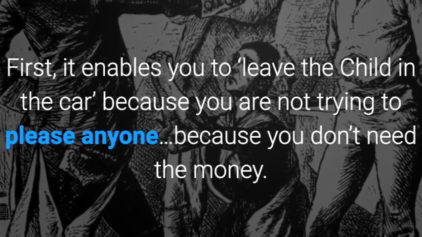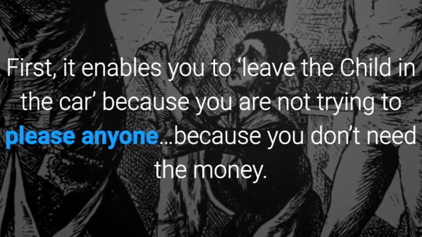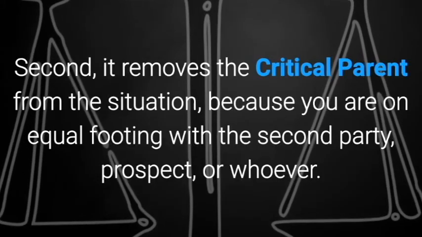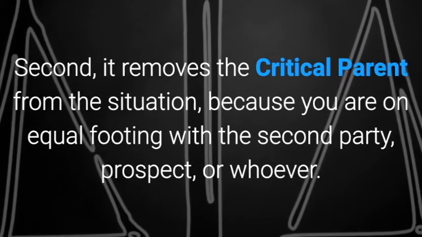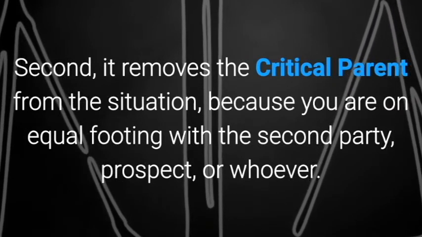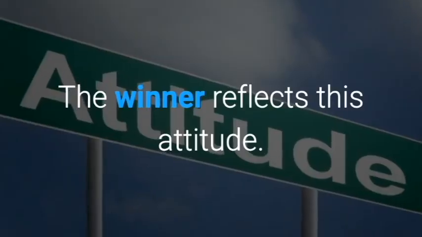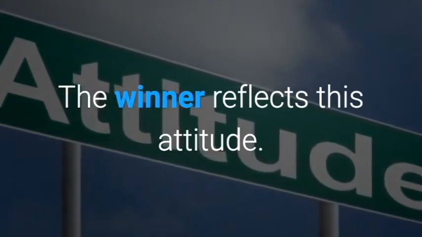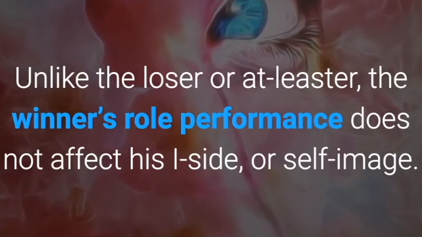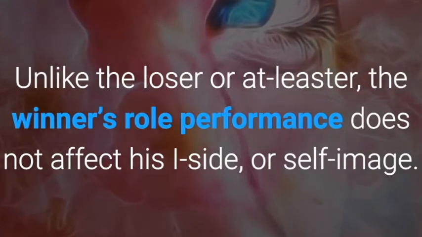I'll name two. First, it enables you to leave the child in the car because you're not trying to please anyone, because you don't need the money. Second, it removes the critical parent from the situation because you are on equal footing with a second party, prospect, or whomever. This brings us to the winner on the IR theory scale. The winner reflects this attitude, the attitude I'm financially independent, I don't need the money. Unlike the loser or at-leaster, the winner's role performance doesn't affect his I-sight or self-image.